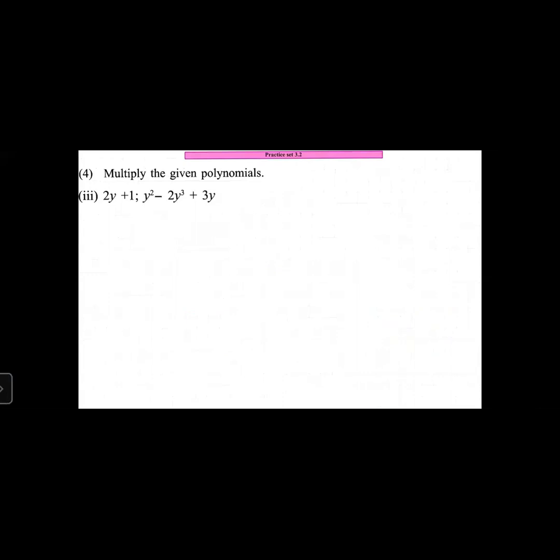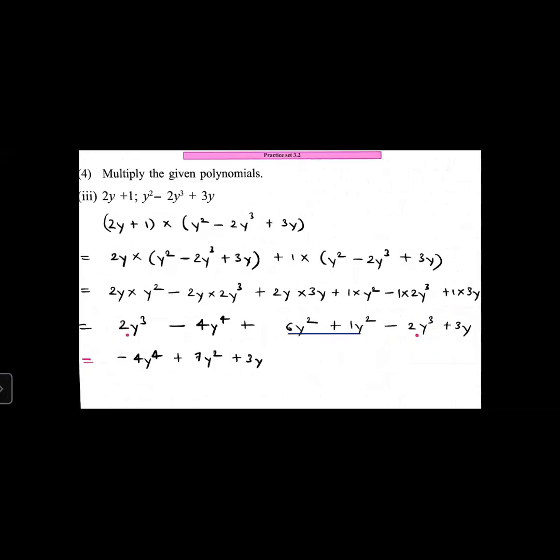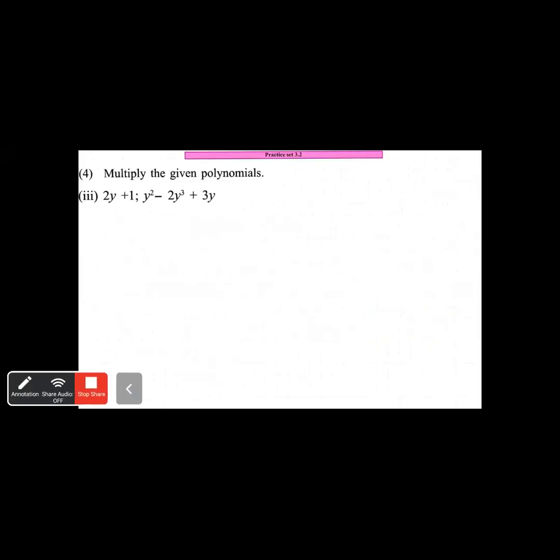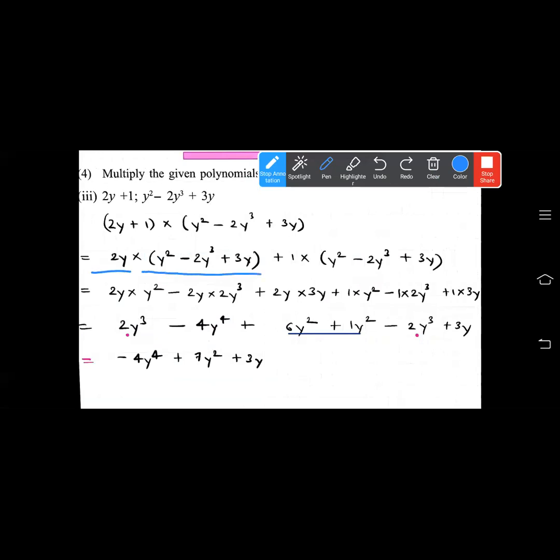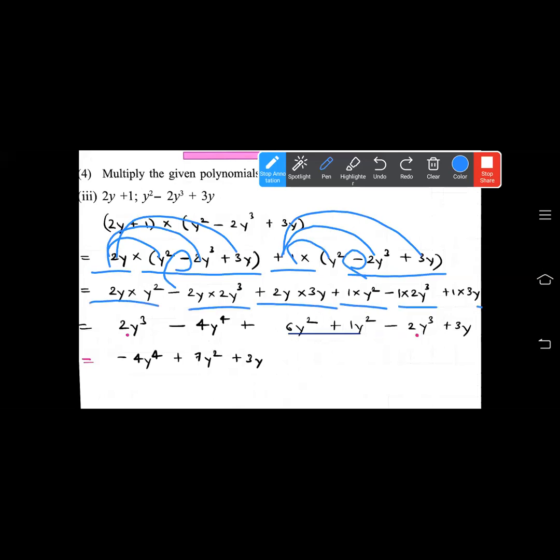What is your next question? 2y plus 1 multiplied by y square minus 2y cube plus 3y. So each term should be multiplied by the second polynomial, and plus 1 is also multiplied by the second polynomial. Each term should be multiplied by each term, along with the sign also. Don't leave the sign. So it will change its sign also.